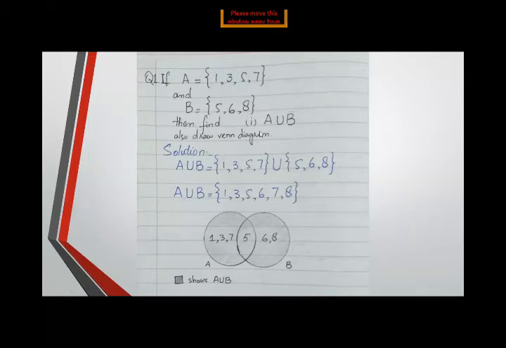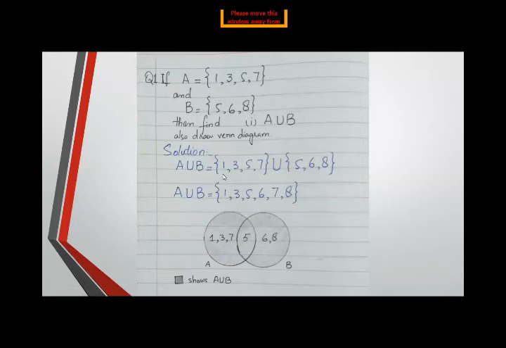Then we find the first part here, A union B. Okay students, we already discussed how to find the union in our previous lecture. So we already practiced the union. Here is the example. We have to start the solution. Firstly, we write A union B.